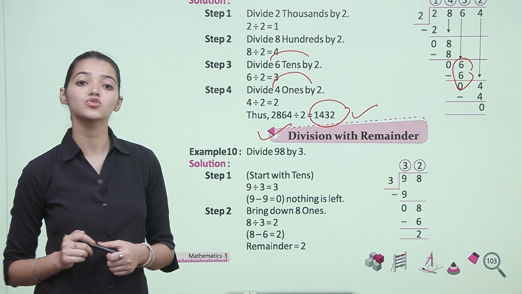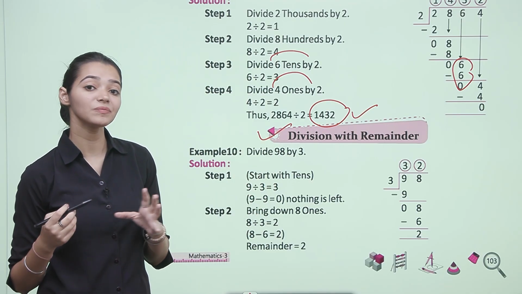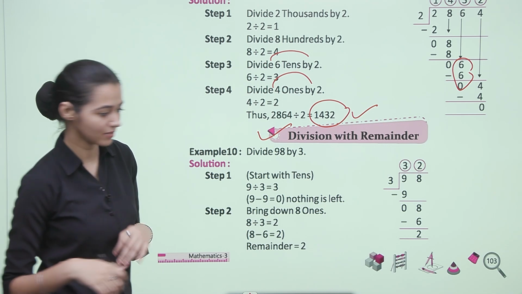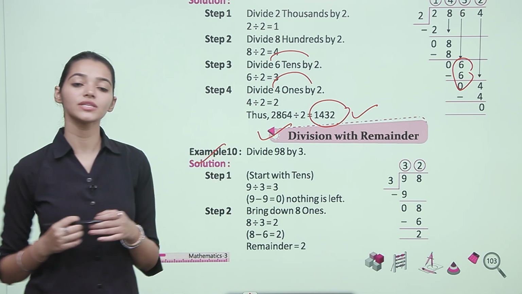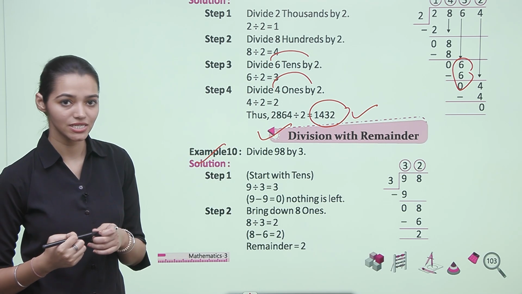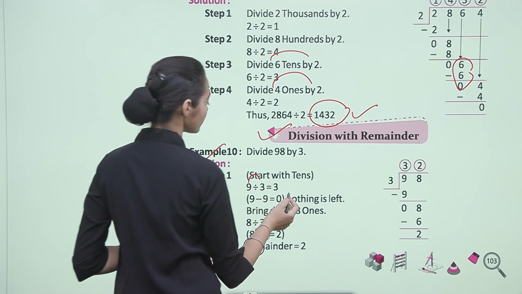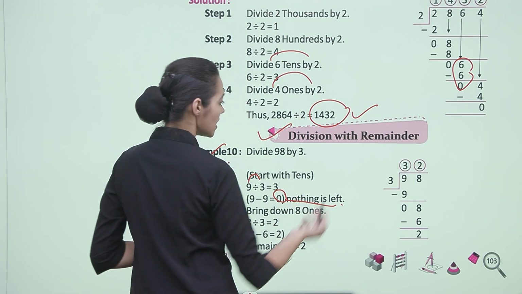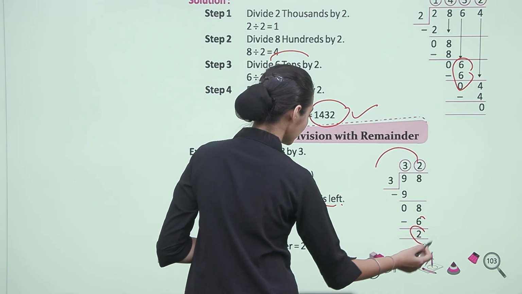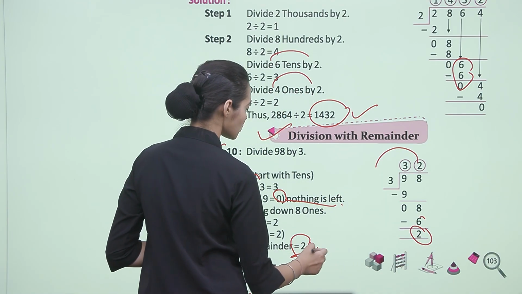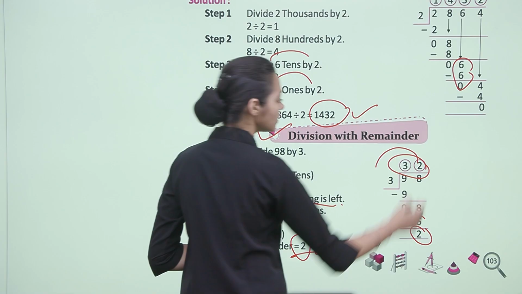Now let's start with the division with remainder. That means when we divide any number we get something as our remainder. Let's understand it better with the help of example number 10. We have to divide 98 by 3. We will start with the tens column. When we start with the tens, 9 divided by 3, that is 3, nothing is left. Then 3 2s are 6, and here we get our remainder as 2 and our quotient is 32.